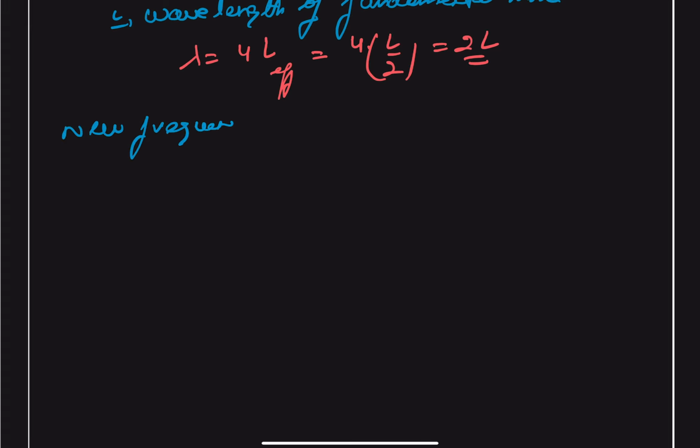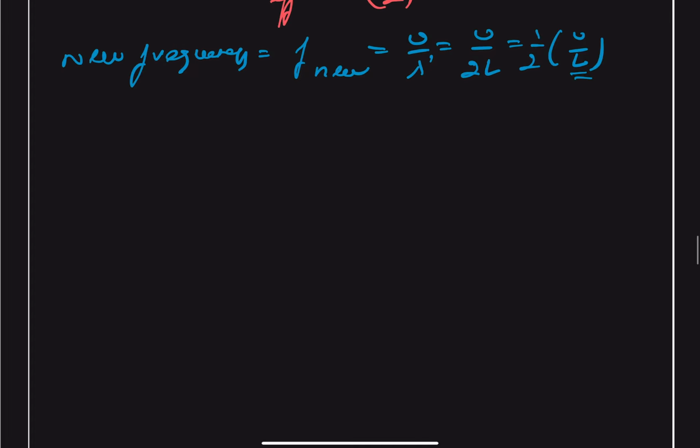Therefore, let us call the new frequency F new. It will be equal to V upon lambda, and lambda we just calculated. Let us call this lambda prime. Lambda prime is equal to 2L, so F new is V upon 2L, and this V upon L is nothing but our F. So we get F new equal to F upon 2.